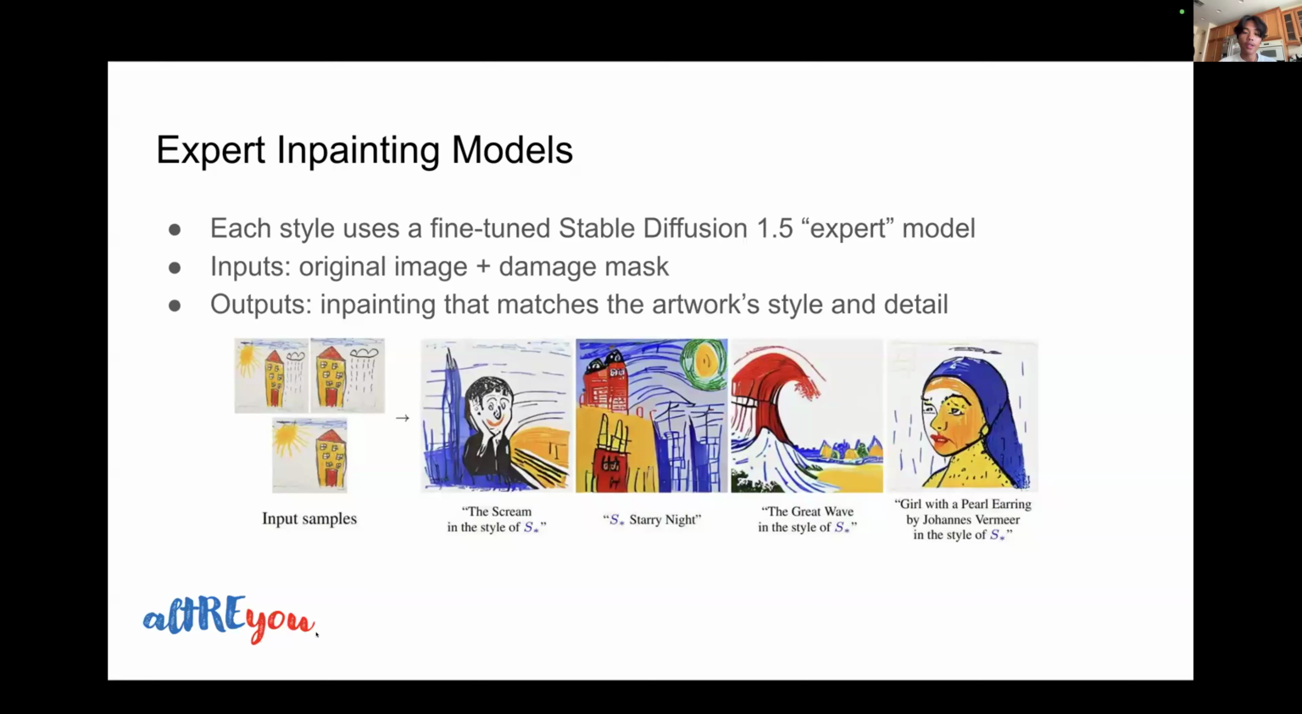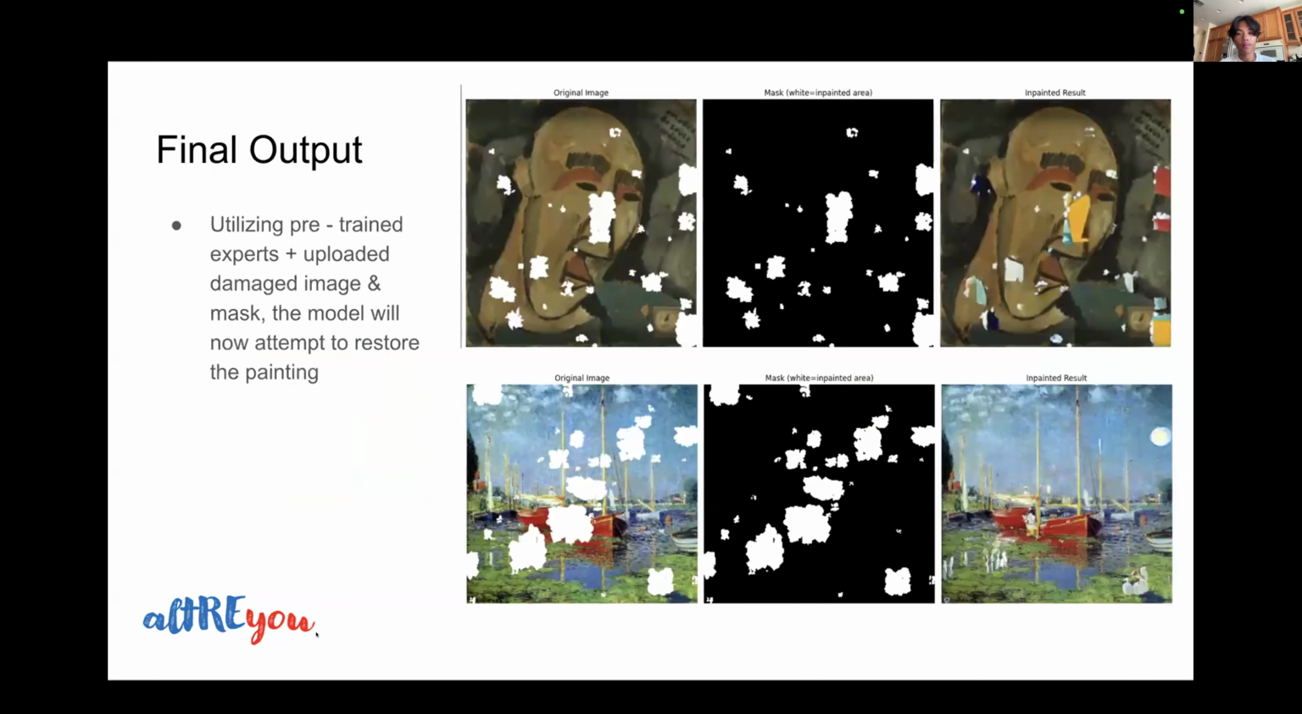After classification, each art movement is paired with the fine-tuned Stable Diffusion 1.5 model, a sort of expert trained specifically on that style. The model receives both the original image and the damage mask and fills in the missing areas with stylistically accurate content. Here's what it looks like: the damaged painting, the detected damage mask, and the final restoration. The model can recreate fine details while staying faithful to the original style.